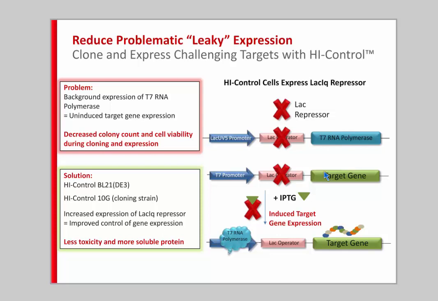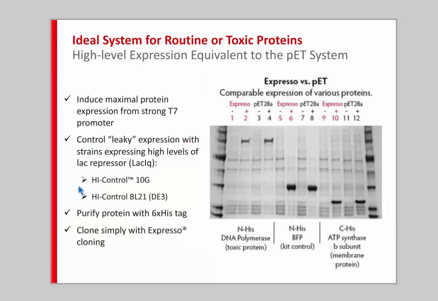And the T7 Expresso kit includes both a high control 10G line for a cloning strain to avoid any deleterious leaky expression during the cloning step. And it also includes high control BL21 for protein expression. So because of the high expression levels and good control over expression, this is a great system for both routine and for toxic targets.